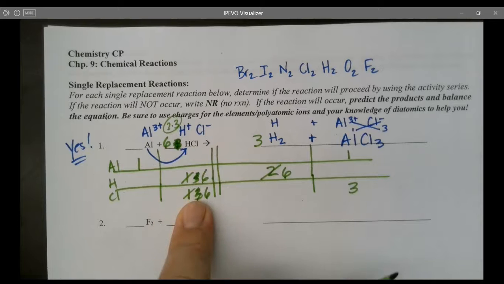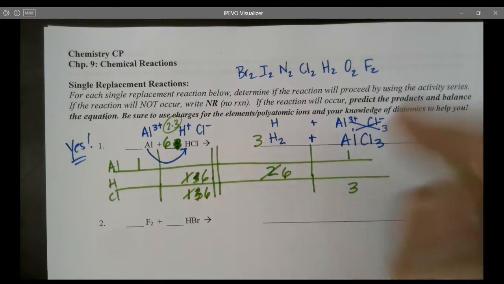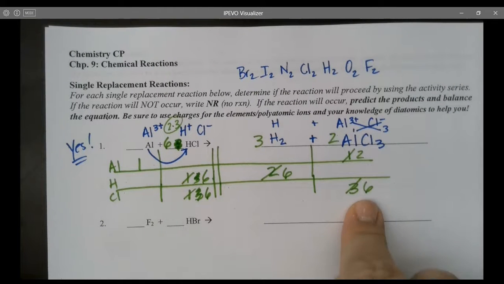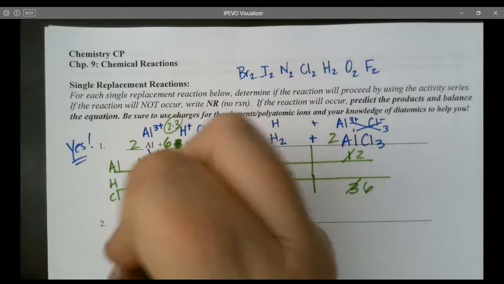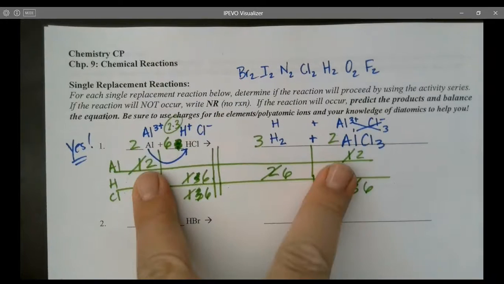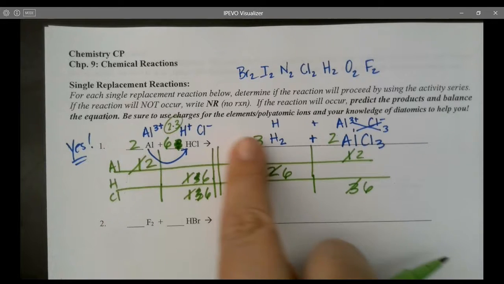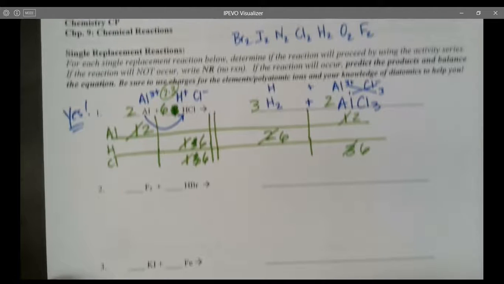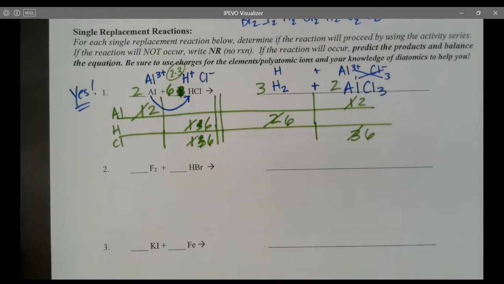So I have a 6, and that changes these. So that balances my hydrogen, but it throws off my chlorine. So I need to double this to a 6. And then I need to come all the way over here to aluminum and use a 2. And so I have a 2 and a 2, a 6 and a 6, a 6 and a 6, and I'm 2, 6, 3, and 2. Okay, so that's balanced.